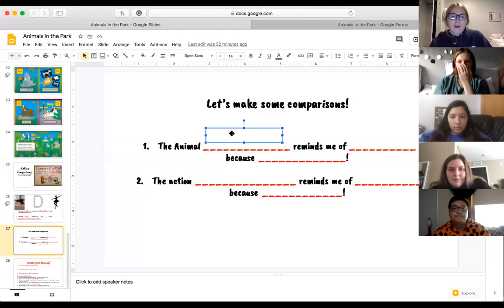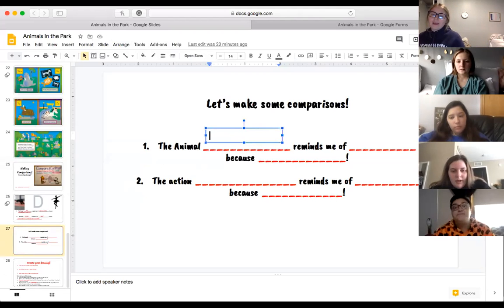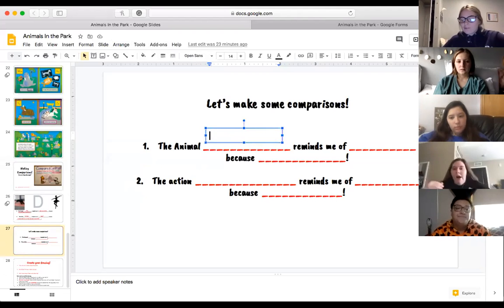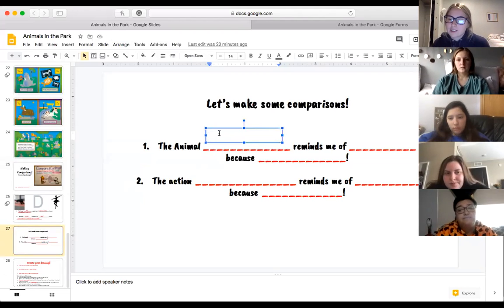Okay, so I'm going to need your help. You can look in the chat at the list I sent you, and we're going to make a comparison. If you have any comparison that you think you can make from an animal to yourself, you can go ahead and unmute yourself and let me know. So we'll choose one animal together as a class. Does anyone have an animal that they have a connection to that we can use?